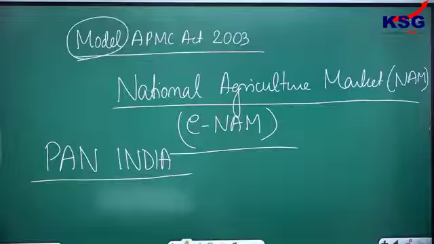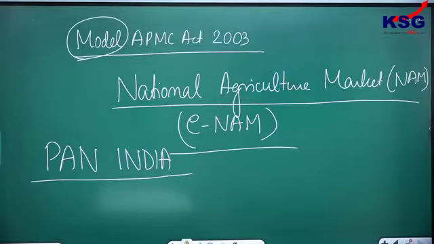Better and real time price based on actual demand and supply of agricultural commodities. Next point you write: transparency in auction process. Okay, next point you write: online payment system.